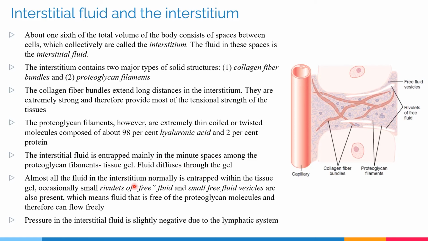Almost all fluid in the interstitium normally is entrapped within the tissue gel, and occasionally small rivulets of free fluid and small free fluid vesicles are also present, which means that fluid that is free from the proteoglycan molecules and therefore can flow freely. So most of the fluid is stored in the form of the gel, a semi-solid gel which cannot move a lot, but there are small rivulets of free fluid that can diffuse around the whole interstitial fluid. The pressure in the interstitial fluid is slightly negative due to the action of the lymphatic system, which we'll look into in just a moment.